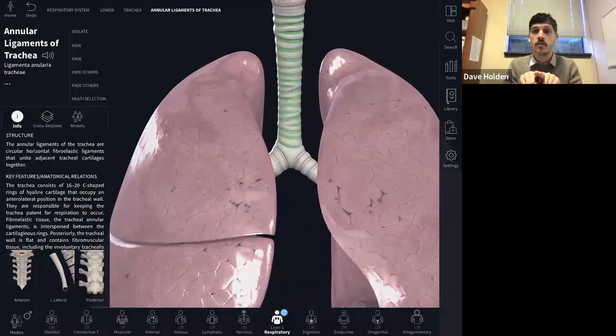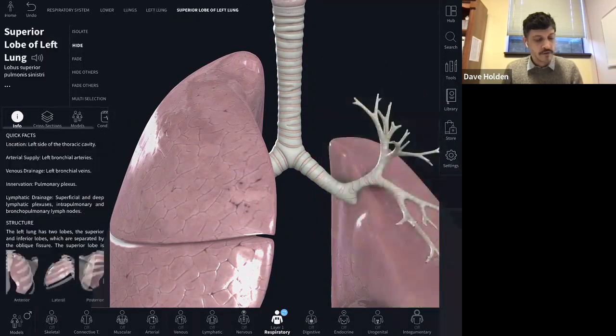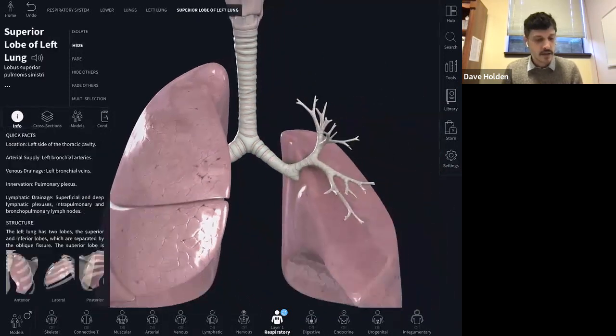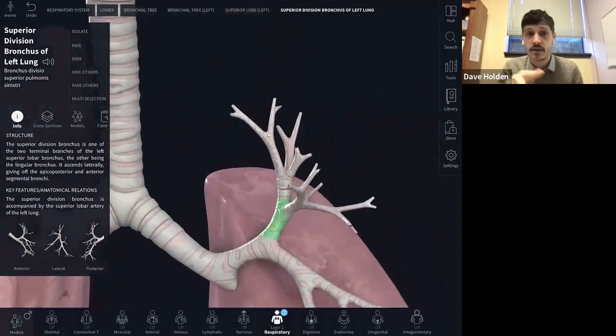The trachea will then split into a left and a right bronchus. And that's what we have shown here, the left bronchus. Now these will further divide into smaller sections. These are called bronchioles. And bronchioles will terminate in clusters of air sacs called alveoli. The alveoli are microscopic, so you're not going to be able to see them here. I will show you an alveoli later on.